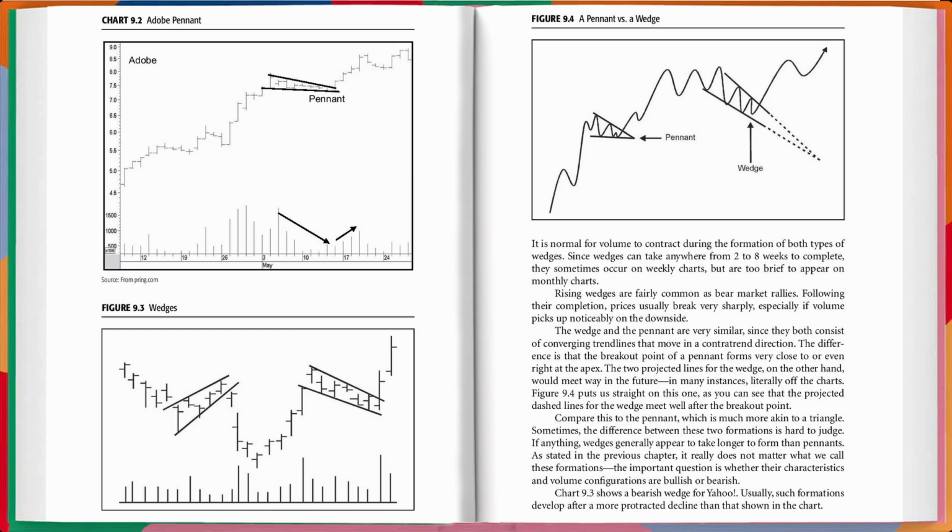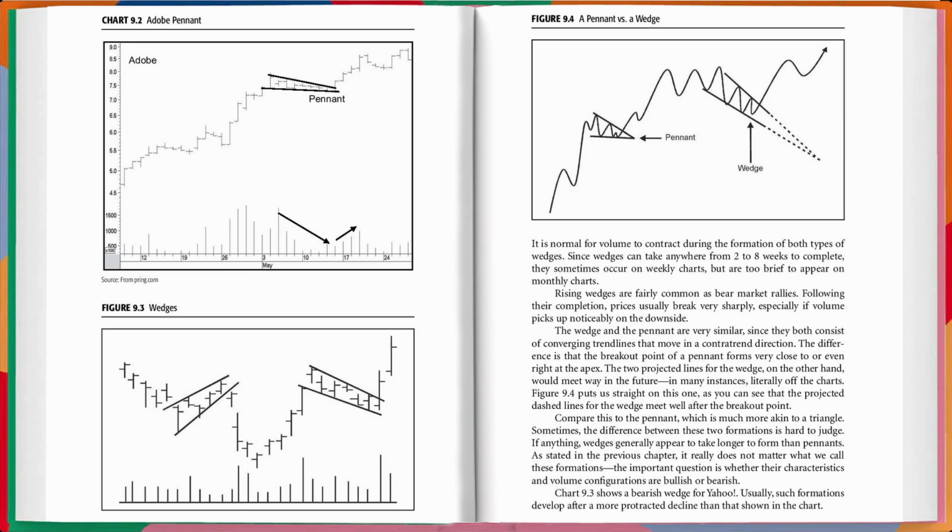Compare this to the pennant, which is much more akin to a triangle. Sometimes, the difference between these two formations is hard to judge. If anything, wedges generally appear to take longer to form than pennants. As stated in the previous chapter, it really does not matter what we call these formations. The important question is whether their characteristics and volume configurations are bullish or bearish.